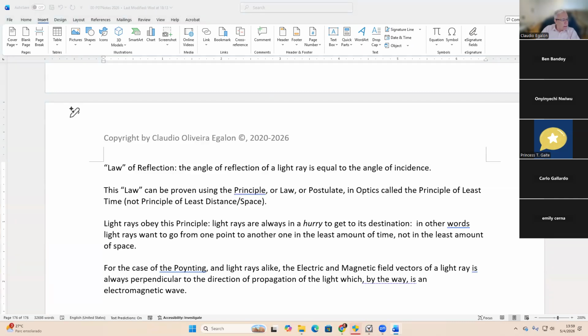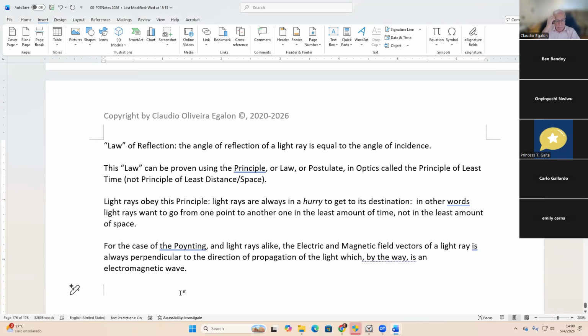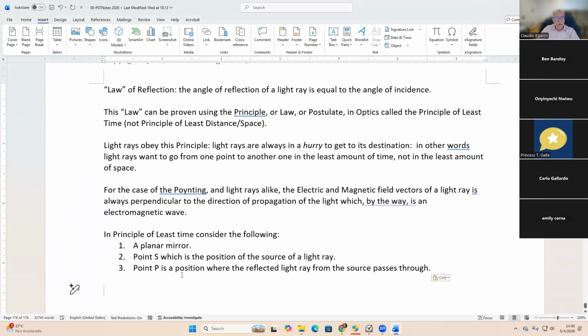And so, in the principle of least time, we're going to start with mirrors. We're going to start with the simplest type of mirror, the planar mirror, so you can appreciate how we can start predicting how a light ray behaves whenever it is reflected by a planar mirror, okay? In the principle of least time, consider a planar mirror, which is the simplest type of mirror.